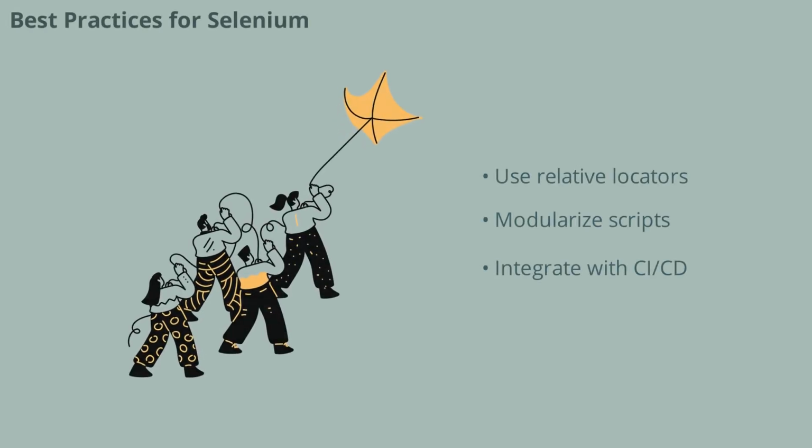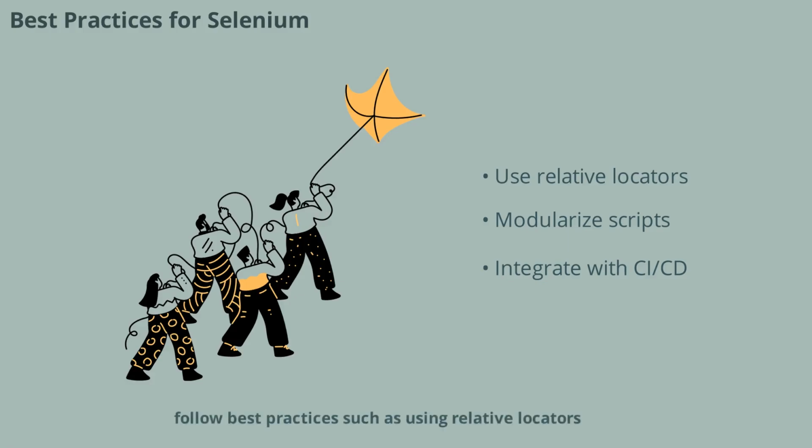To get the most out of Selenium, follow best practices such as using relative locators, keeping your scripts modular, and integrating with CI/CD pipelines. Regularly update your dependencies and leverage the community for support. These practices help you build scalable, maintainable, and reliable automation frameworks.